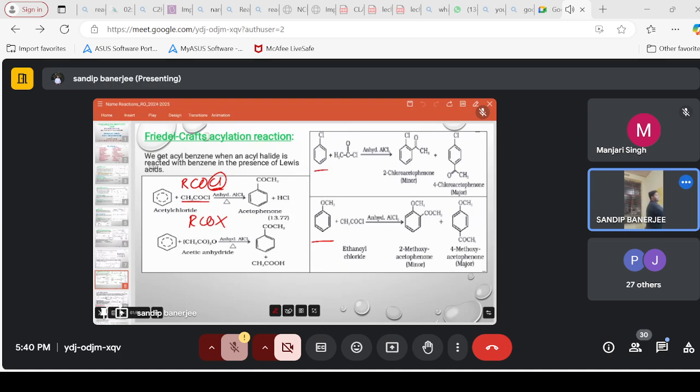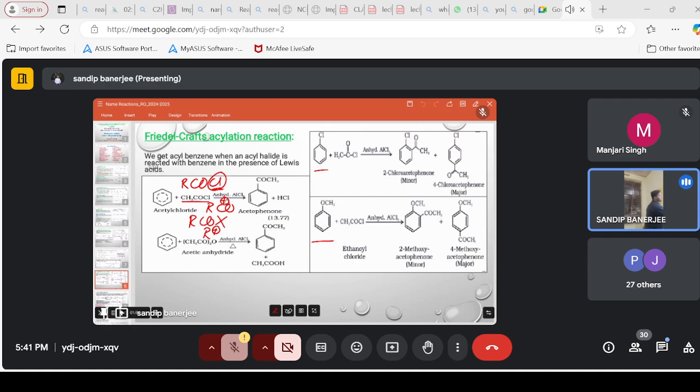So whenever any pi rich system or pi density rich system goes in the reaction with an acyl system, acyl system means your RCO+, this system, instead of only R+ that you noticed in the last case, that is your Friedel-Crafts alkylation, the same mechanism will follow. Instead of this R+, RCO+ will be connected.